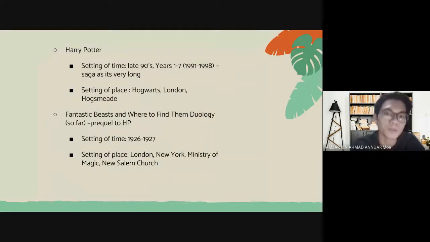Next, Harry Potter. Harry Potter. Okay, mungkin awak tak pernah dengar Harry Potter ni kot. Harry Potter ni satu cerita yang jarang didengari, betul tak?